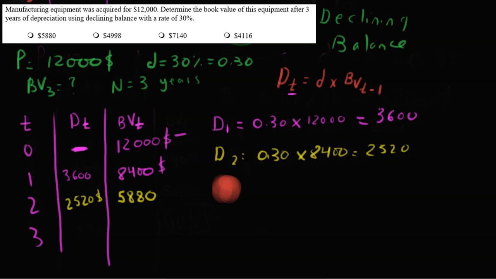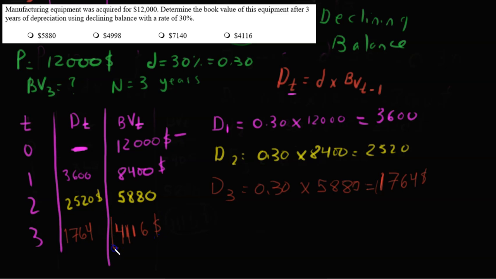D3. D3 equals 0.30 times the previous year's book value, giving us an answer of 1,764. And the answer to this problem will be 5,880 minus 1,764, which is $4,116. That is our answer, which is the last one.